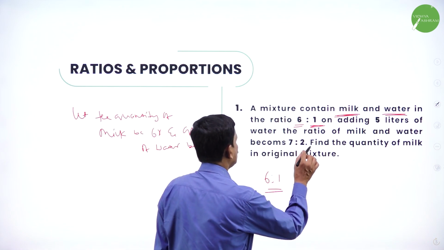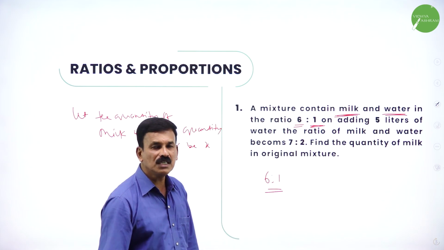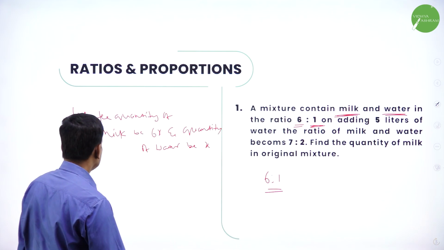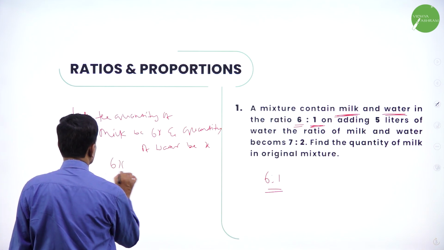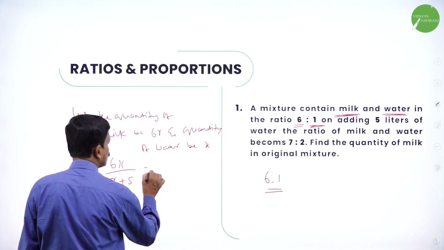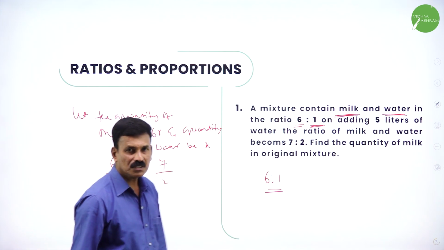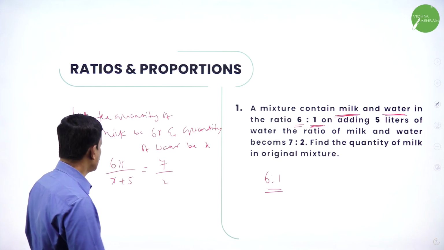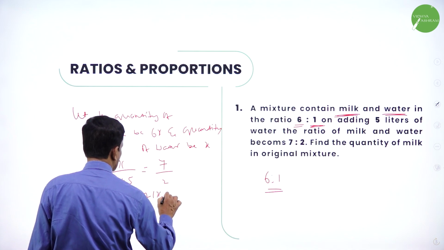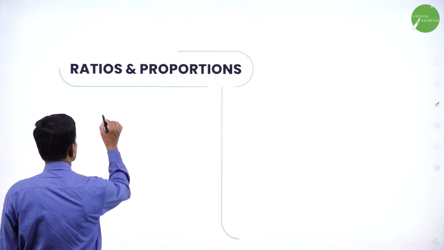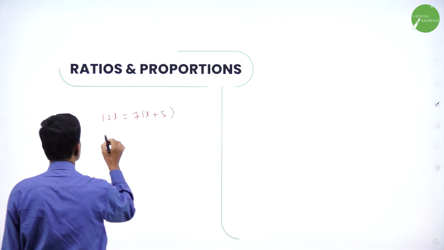Now, by adding 5 liters of water, what are we going to add? Only 5 liters of water. Then this mixture becomes 6x divided by x plus 5 is equal to 7/2. This is the given equation. Now just cross multiply and simplify, and we will get the answer. 6 2s are 12x is equal to 7 into x plus 5.